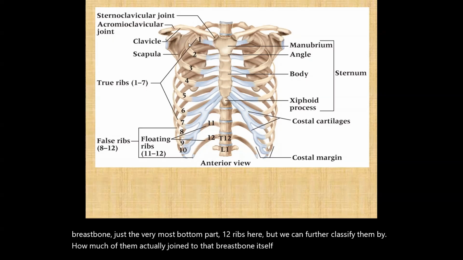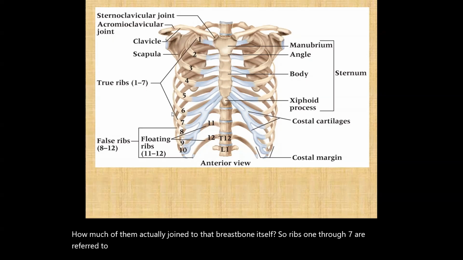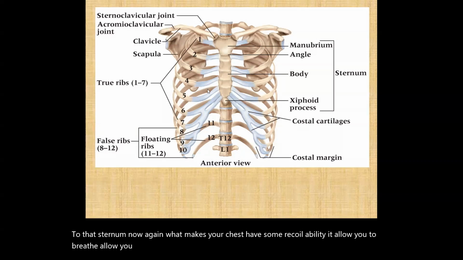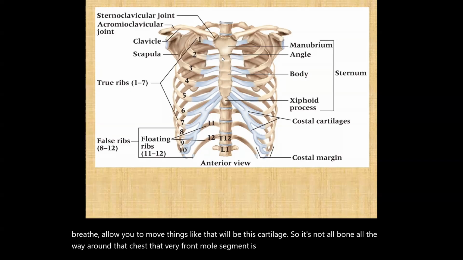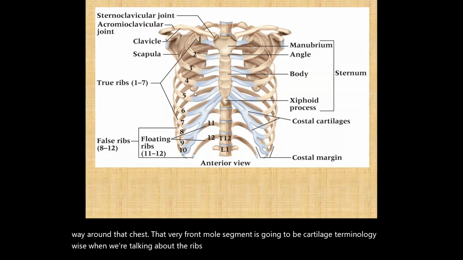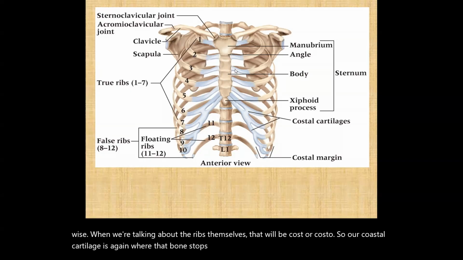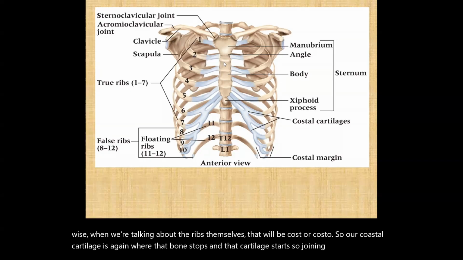So ribs 1 through 7 are referred to as your true ribs, where they will have direct articulation to that sternum. Now, again, what makes your chest have some recoil ability and allow you to breathe, allow you to move, things like that will be this cartilage. So it's not all bone all the way around that chest. That very frontmost segment is going to be cartilage. Terminology wise, when we're talking about the ribs themselves, that'll be cost or costo. So our costal cartilage is again where that bone stops and that cartilage starts, joining that sternum or that breastbone in the front.